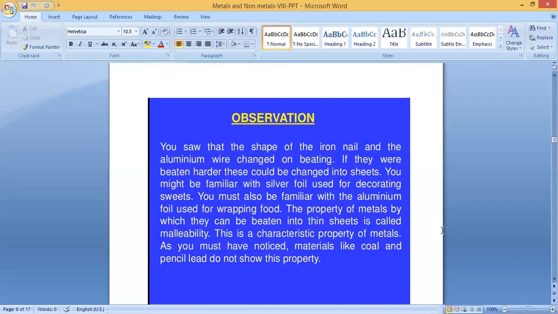As you must have noticed, materials like coal and pencil lead do not show this property because they are not metals. Clear? So coal and pencil lead, if you keep on hitting or beating them, they will not become thin sheets. They will become powder, because they are not metals.